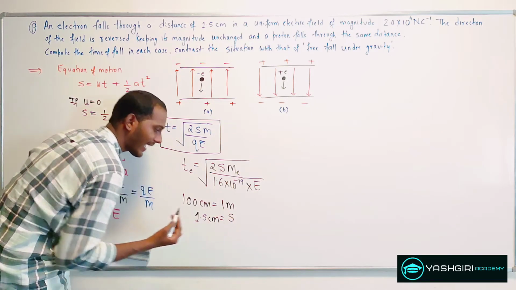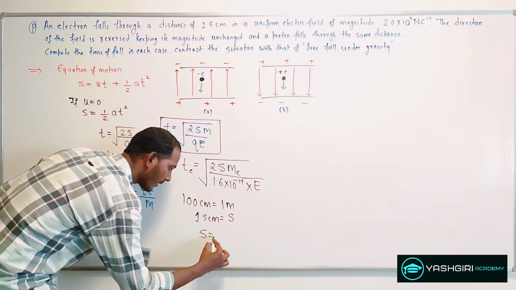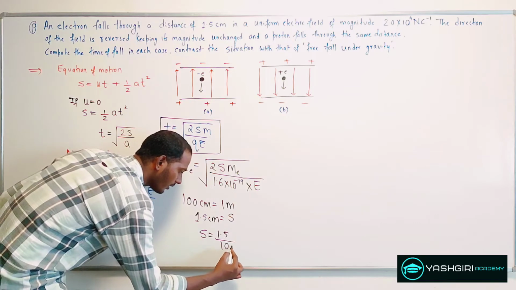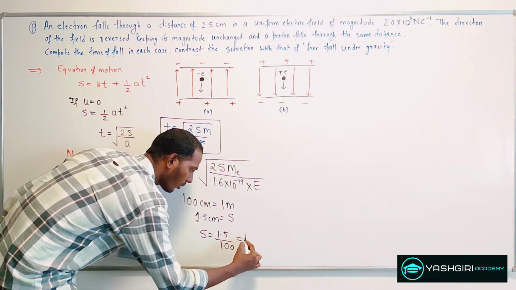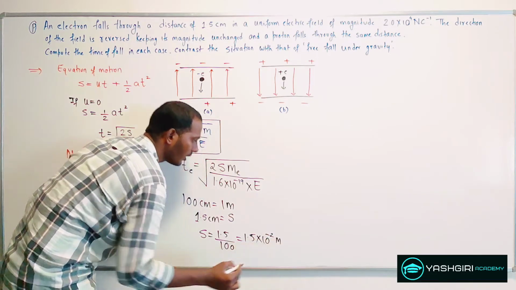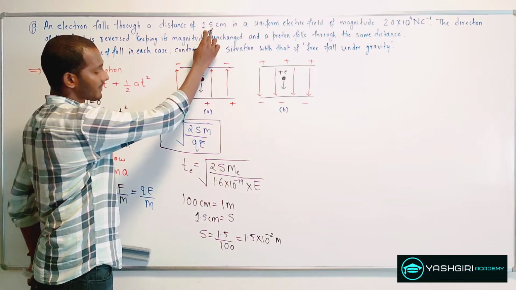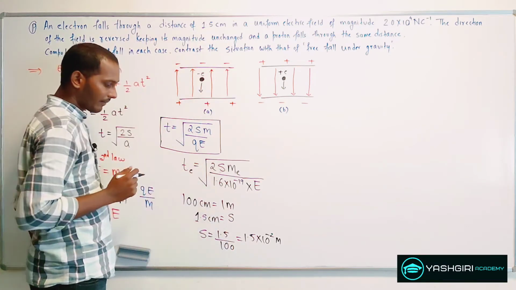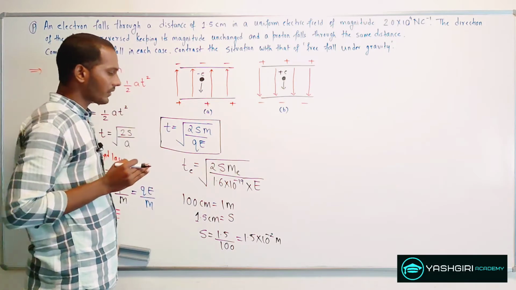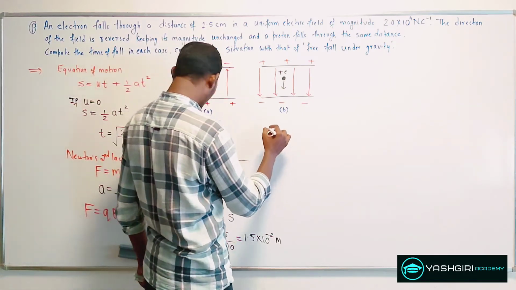So let me put it as S, and here you can just cross multiply this, and what you will get is 1.5 divided by 100. So that is nothing but your 1.5 into 10 to the power minus 2 meters. So first thing is that you need to convert this distance from centimeters to meters and then put it. And the mass of the electron, we know the mass of the electron, so I can directly substitute it here. So I can start solving.